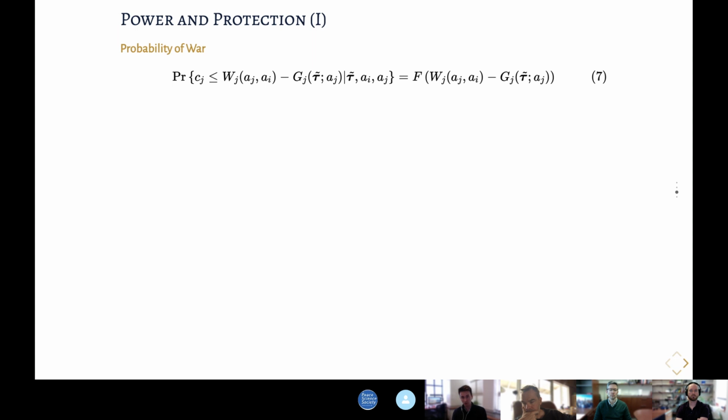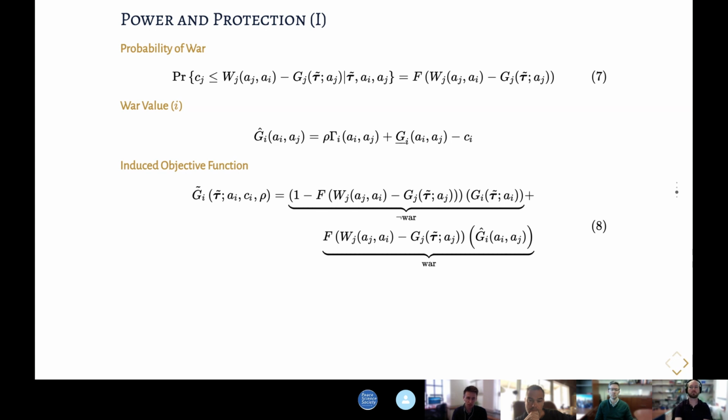So we can write the probability of war as a simple function of the foreign country's war value and its utility for the offer. We can calculate Home's war utility in the same way that we did for foreign's. And then the induced objective function for the home country when considering the offer is just the probability that its offer is accepted times its utility at that offer, plus the probability that its offer is rejected times its utility for war.